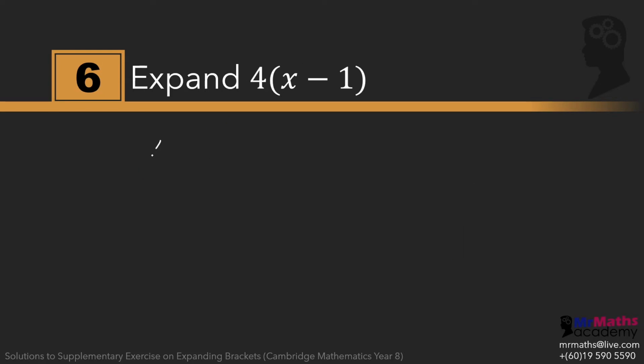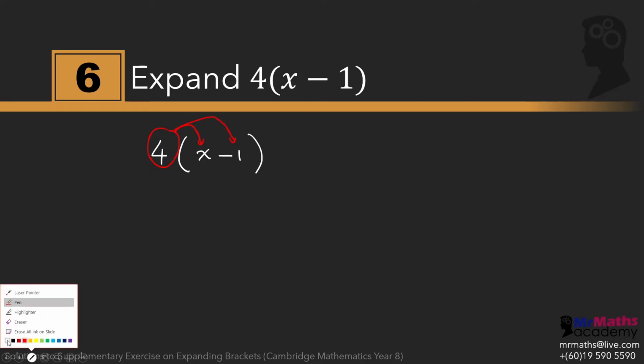The question is expand 4 times x minus 1. Okay, this time the term outside the bracket is a positive number. But inside the bracket we have one negative number there. So again, we are going to multiply the terms outside the bracket by each term inside the bracket.